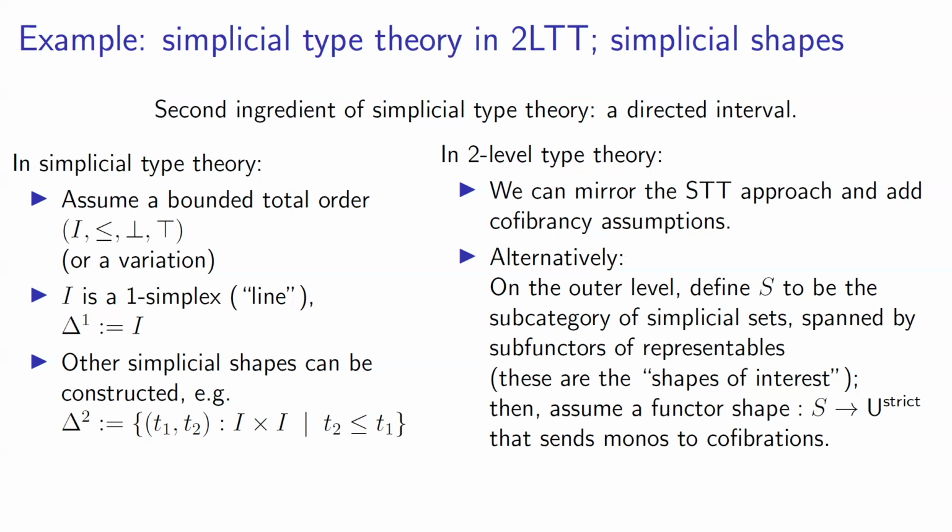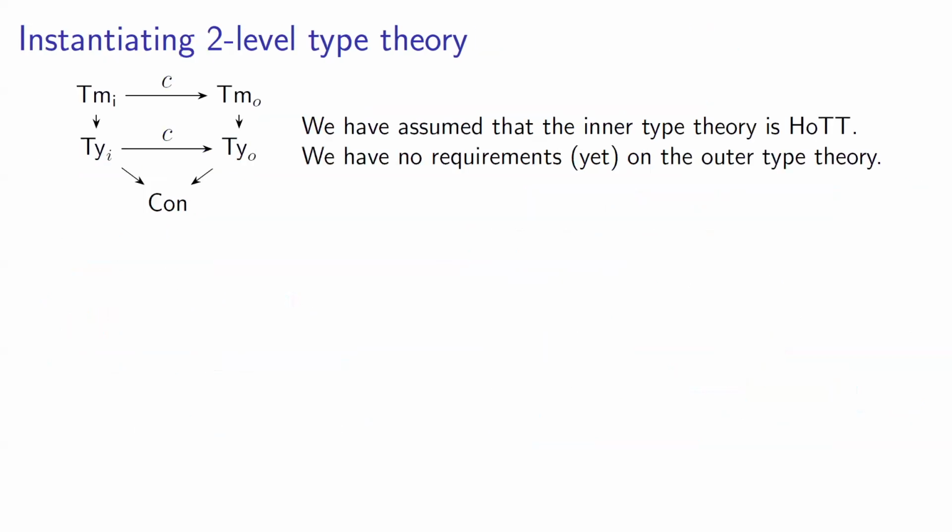Now in two-level type theory, we could either do exactly the same, or we could just say that on the outer layer, we can actually define the category of shapes that we want. So this again is something that we can define, not postulate. And then we can postulate a certain functor from this category into the universe, which gives us exactly these shapes that we can then work with. Okay, right.